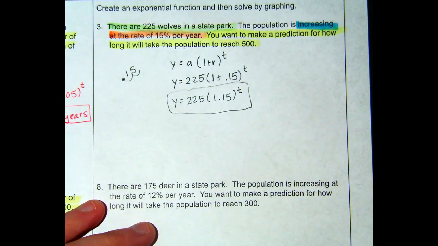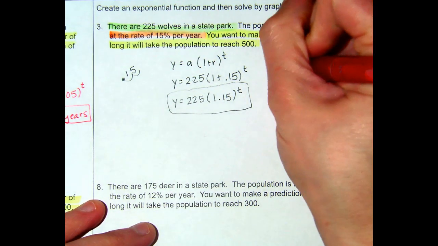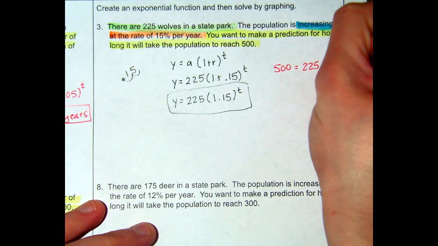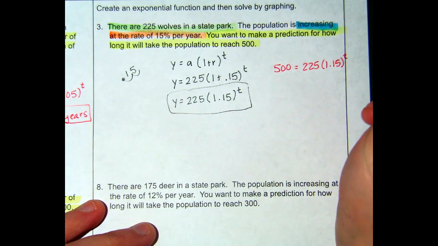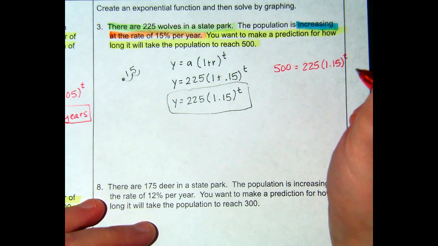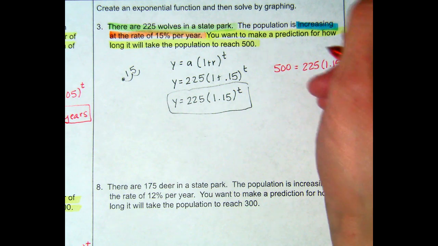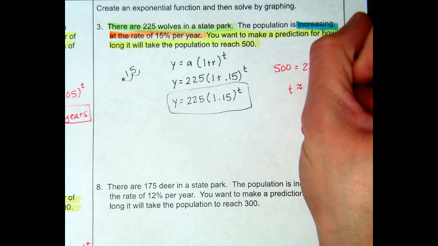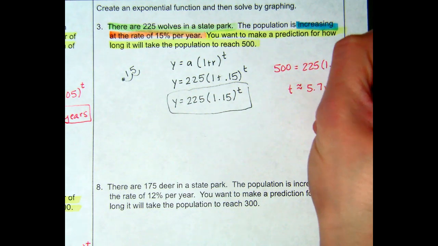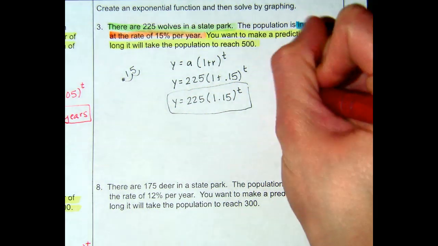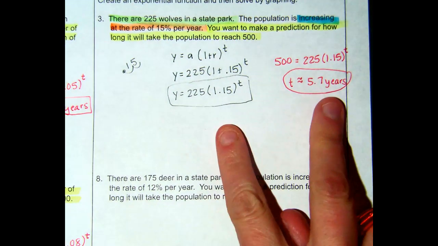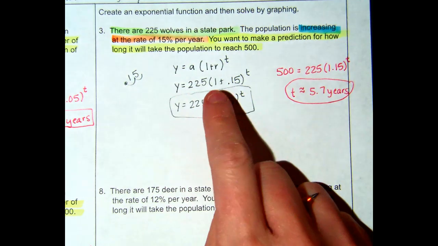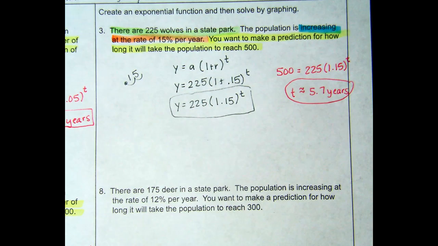The next part. I need to see when it will reach 500. So that equals 225 times 1.15 to the t. Again, plug it in your calculator, see what you get. Make sure you get that t is approximately 5.7 years. There's the second solution. I need both because it says you want to make a prediction. It says create an exponential function here and solve here.